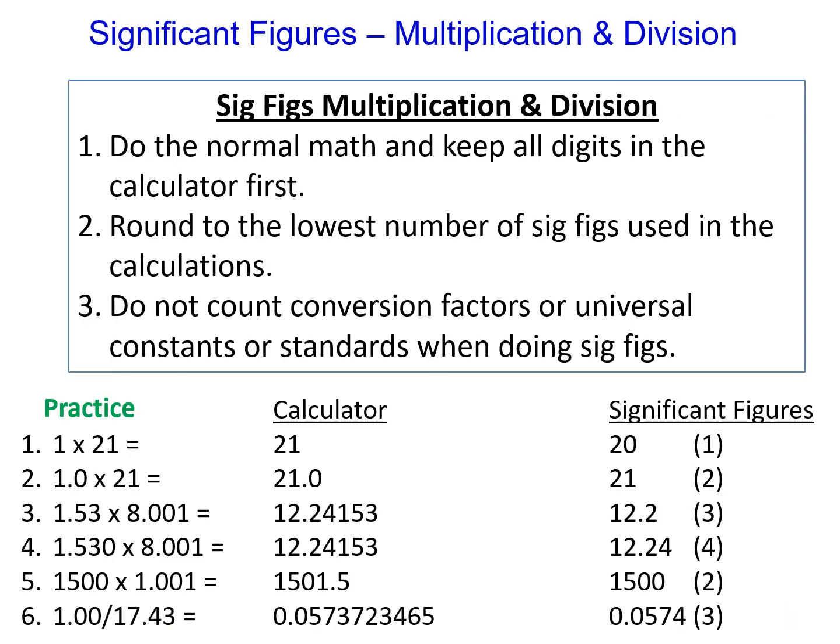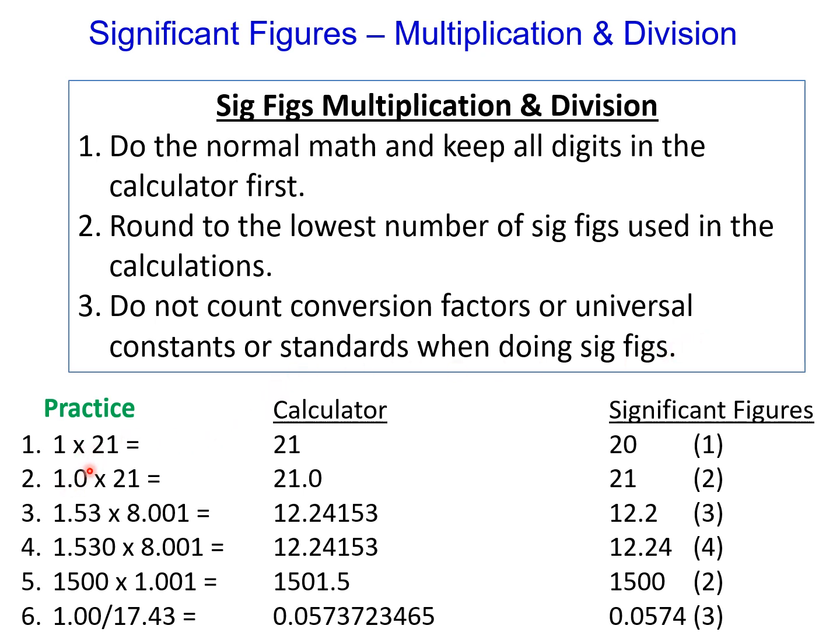If we do math with the sig figs, we do the normal math and keep all the digits in your calculator first. Okay, then round to the lowest number of sig figs used in the calculation. Whatever the lowest number of sig figs used, that's going to determine what your final sig fig count should be. Do not count conversion factors or universal constants or standards when doing sig figs. In other words, do not count any of the significant figures that you look up on a conversion table or that are given to you in the problem. They are conversion factors and we can simply ignore them for sig fig counting.